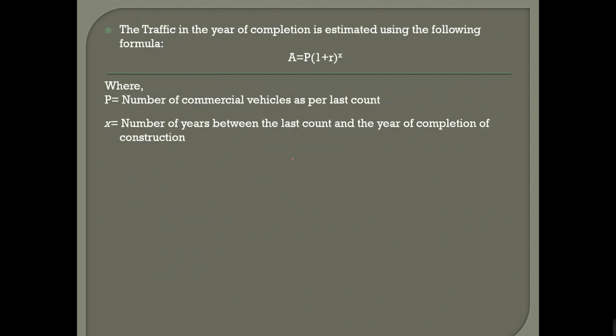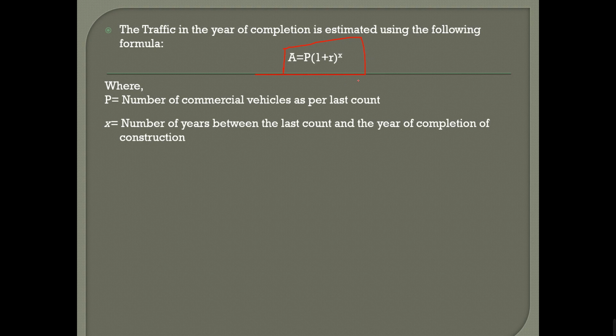There is another formula. The traffic in the year of completion is estimated using the following formula. That is A is equal to P into (1 plus R) raised to X, where P is the number of commercial vehicles as per the last count, and X is the number of years between the last count and the year of completion of construction. We are going to see this formula, which is not of that importance. When it's going to be applicable, we will justify it while we solve the problem.